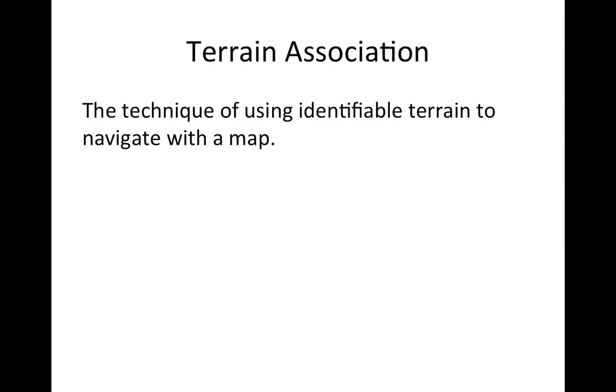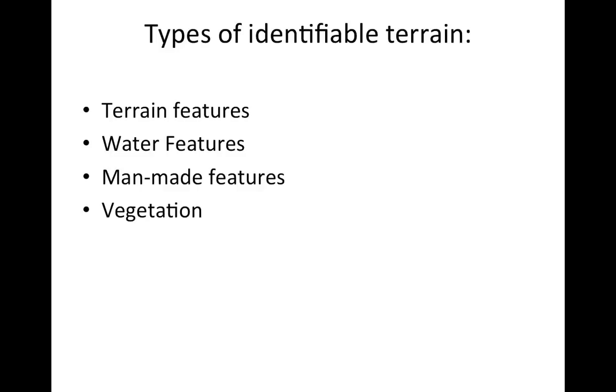Now, terrain association is simply the technique of using identifiable terrain to navigate with a map. It's important to note there's different types of identifiable terrain. Some of these, depending on the map and the terrain you're in, are more useful than others. Generally speaking, terrain features such as draws, spurs, hilltops, and cliffs are less likely to change over time and will more likely be accurately depicted on your map.